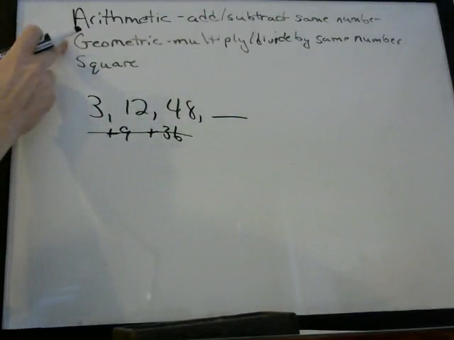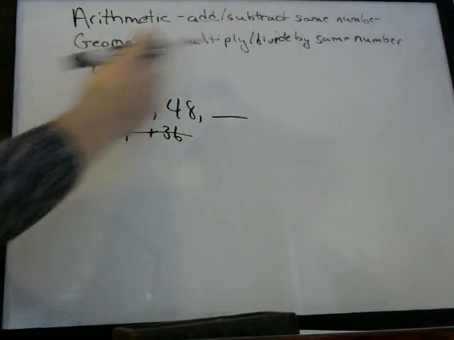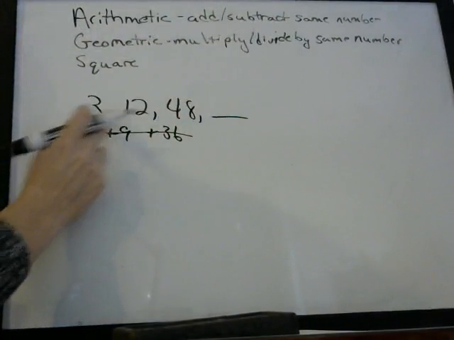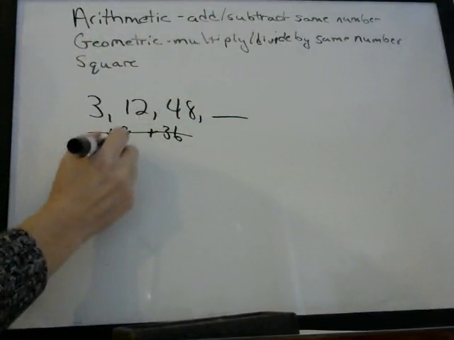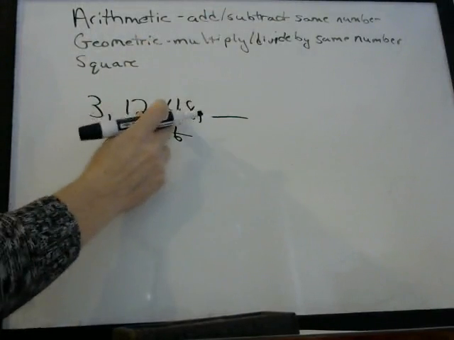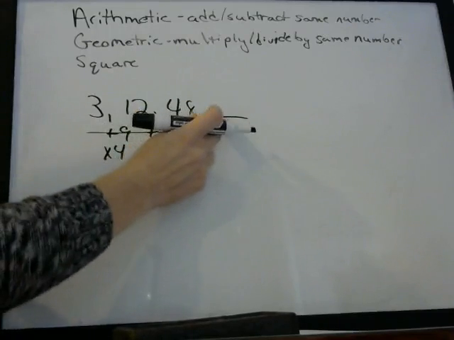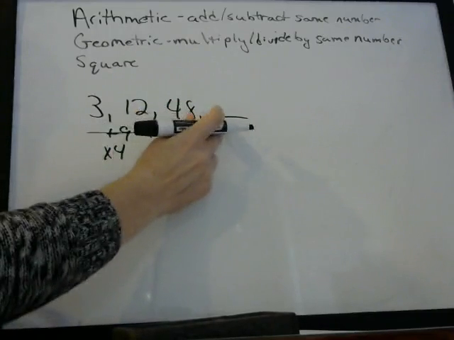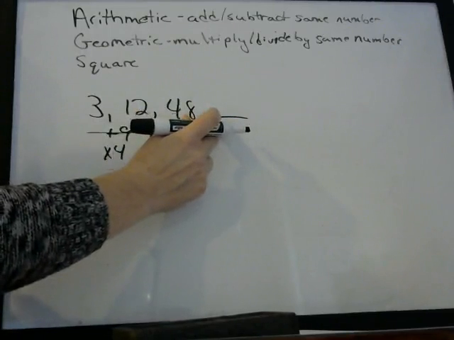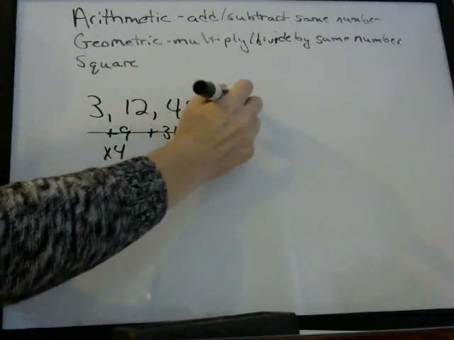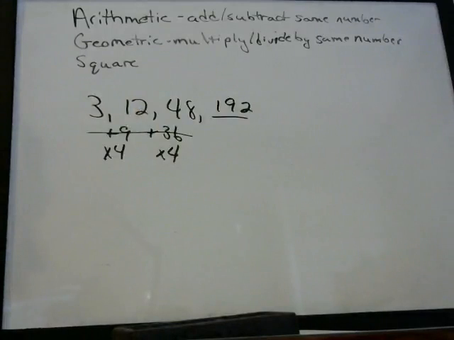So we're going to check and see, is it geometric? Are they multiplying by the same number? To go from 3 to 12, you're multiplying by 4. To go from 12 to 48, you're multiplying by 4. That is the same number. So the next number would be 48 times 4. You can plug that into your calculator, and you get 192. So that would be the answer to this question.